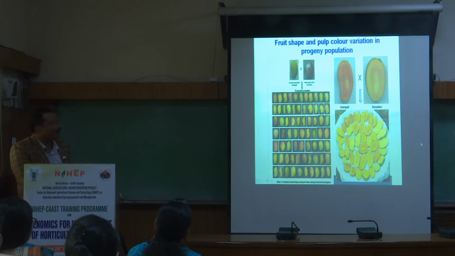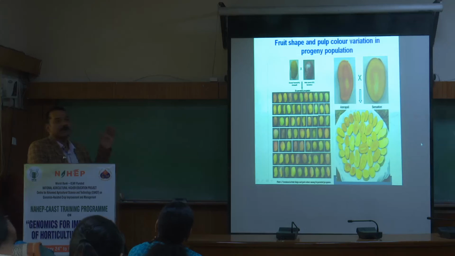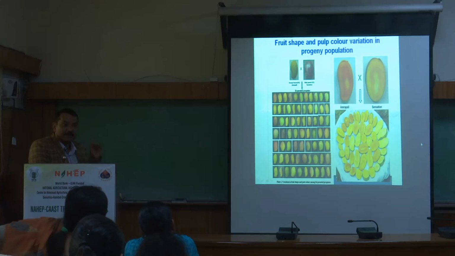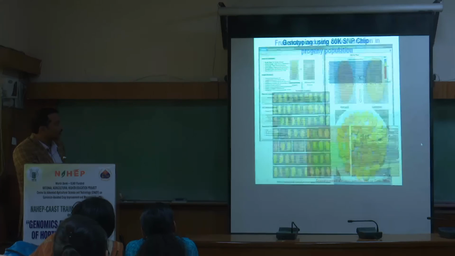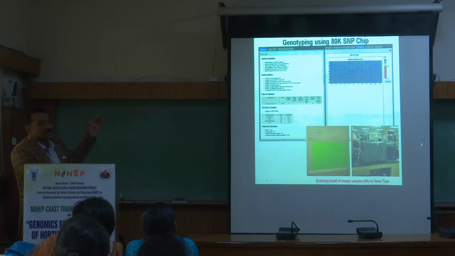We did lots of statistical analysis to ascertain whether the population we are going to use for QTL mapping has significant variation that can be utilized for QTL mapping or not. If there is significant variation for those traits and the parents are contrasting for that particular trait, those traits we are targeting here for QTL mapping. All those hybrid progenies, along with parents, have been genotyped using this 82K SNP gene chip.